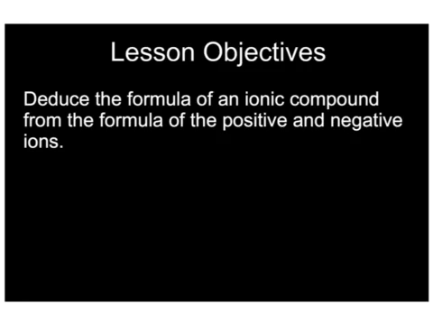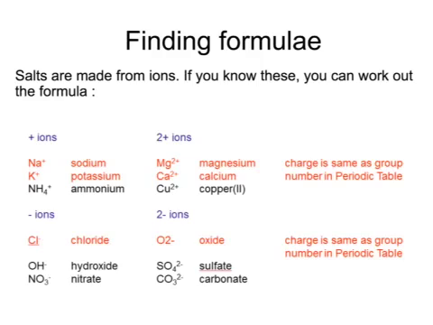So they'll give you the formula of the positive and the negative ions, and you have to work out the formula of the compound that's being made. Here's a selection of ions. We've got, for example, some metal ions, which of course are going to be positive ions like sodium and potassium and magnesium and calcium, and you can get an idea of the charge of ions by the group they're in, because, for example, sodium and potassium being in group 1 will lose 1 electron and have a 1 plus charge, whereas magnesium and calcium in group 2 will have 2 plus charges.